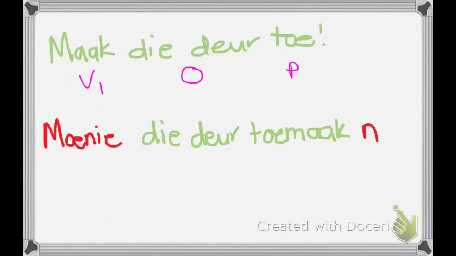Okay, remember to combine ni and mark when they're together. Muni die deur toe maak nie. Okay, and you can see, like I said, there's no exclamation mark. So then we have everything exactly as it should be. Alright, let's try another one.